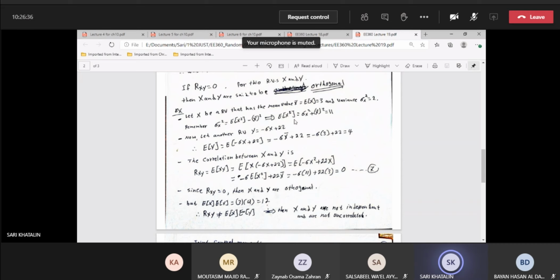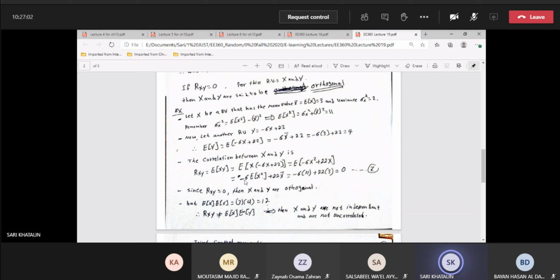And if you go back here, we already found the second moment of x by using the variance and the mean. So we plug in the numbers and we end up with Rxy, which is the correlation, equal to 0. By doing all these numbers, we found that the correlation between x and y is 0, which means x and y are orthogonal.